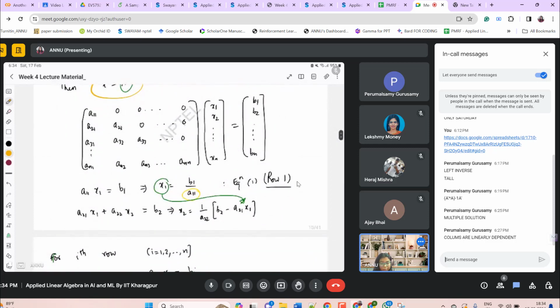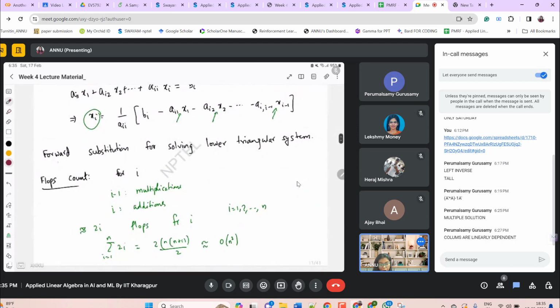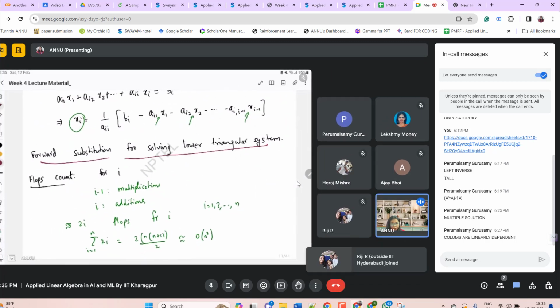How will you solve? By solving the first equation, x1 equals b1 by a11. Then if you have x1, you put it in the next equation. This is called forward substitution. So forward substitution is used for solving the lower triangular system.